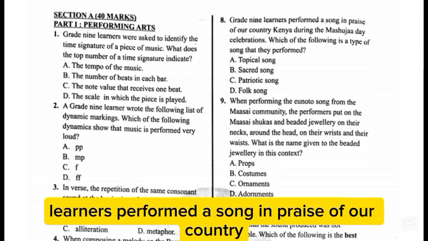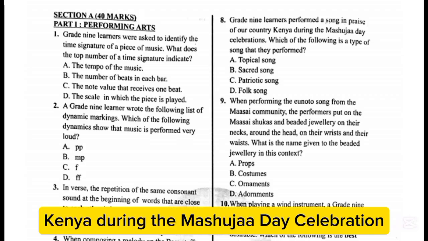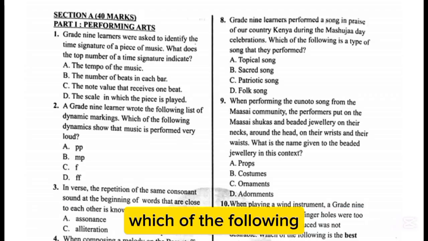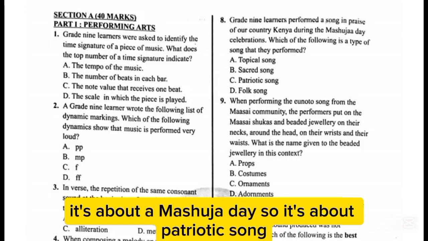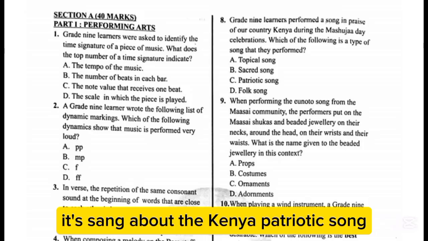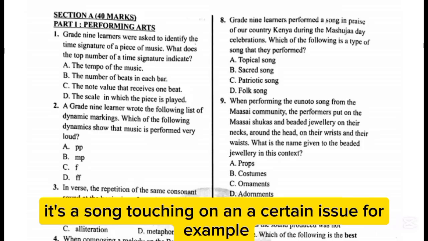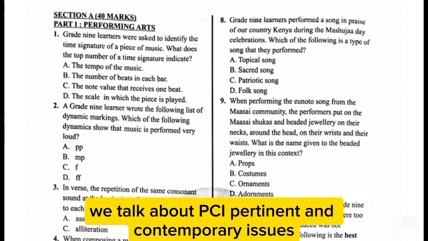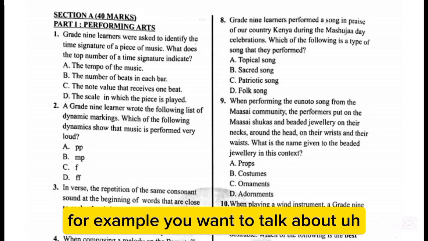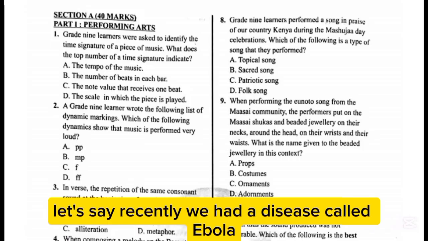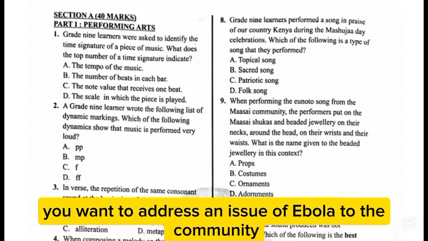Question 8. Grade 9 learners performed a song in praise of our country, Kenya, during the Mashujaa Day celebration. Which of the following is the type of song that they performed? Remember, it's about Mashujaa Day, so it's a patriotic song, sung about Kenya. A topical song is a song touching on a certain issue. For example, we talk about PCI, pertinent and contemporary issues. Recently we had a disease called Ebola. You want to address the issue of Ebola to the community.